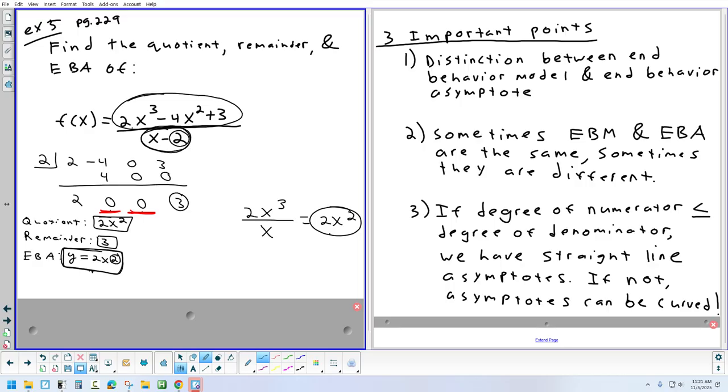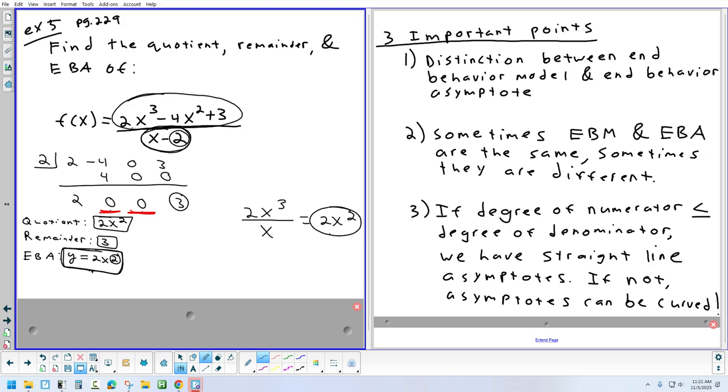So if the top was like a degree 7 and the bottom was a degree 2, that's a difference of 5. That could be an asymptote that has a degree 5 to it. Degree 5 can take many more twists and turns than a degree 2. So the bigger the difference, the more complicated the problem is going to get. In general, we'll be looking at problems that have at most a 2-degree difference.